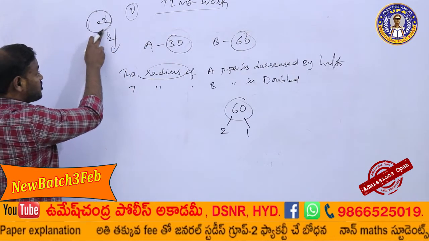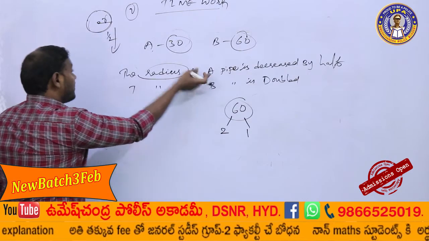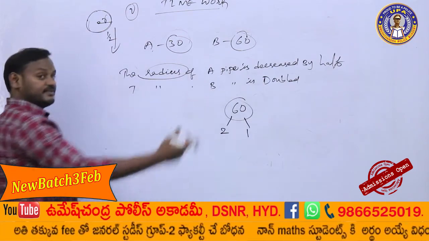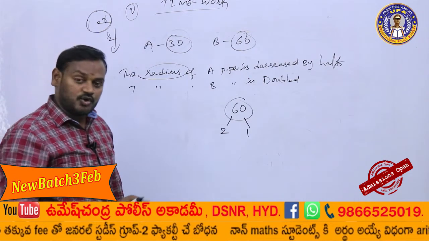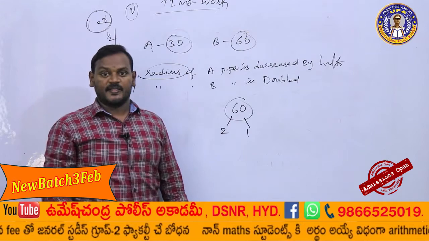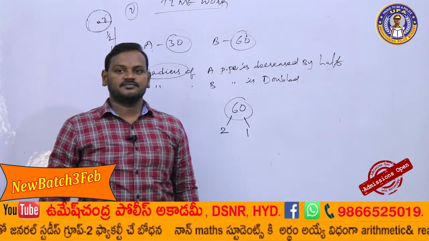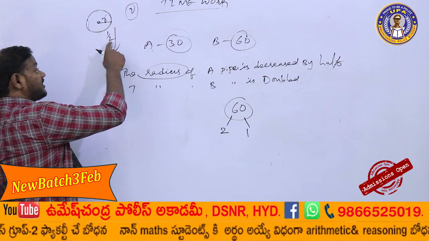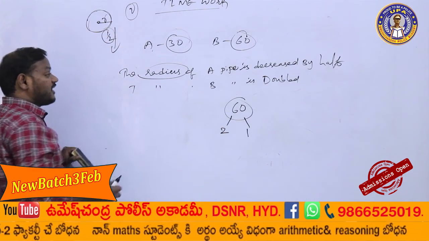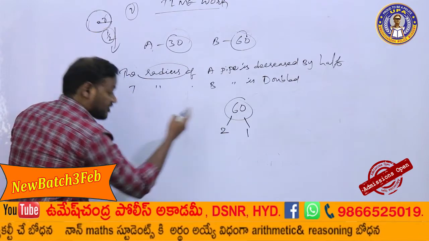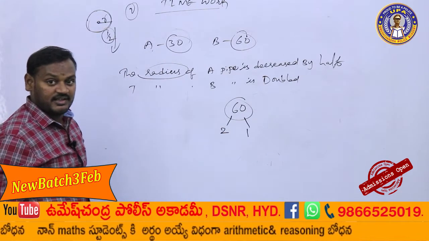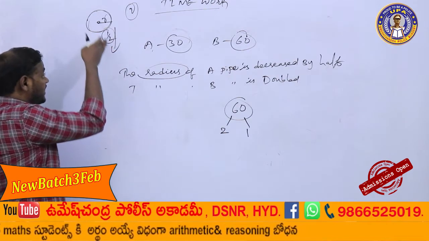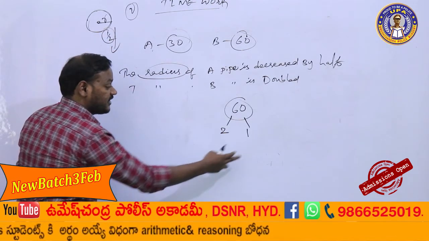For the first pipe A, the radius should be decreased by half. For the second pipe B, the radius should be doubled. This is the condition we need to follow. How to crack this question in an easy way? Listen carefully now. The pipe radius is decreased by half, so logically what will be the effect on filling capacity? Many will take the question directly: oh, it is decreasing by half, so it can be 1 liter, it can be 2 liters.